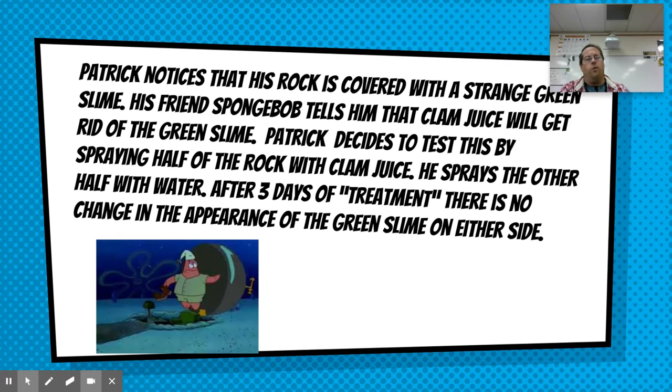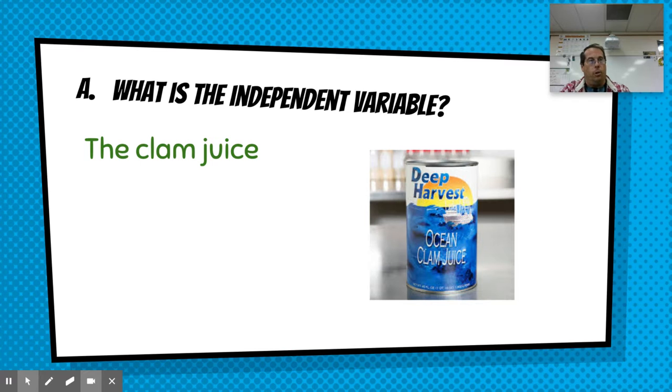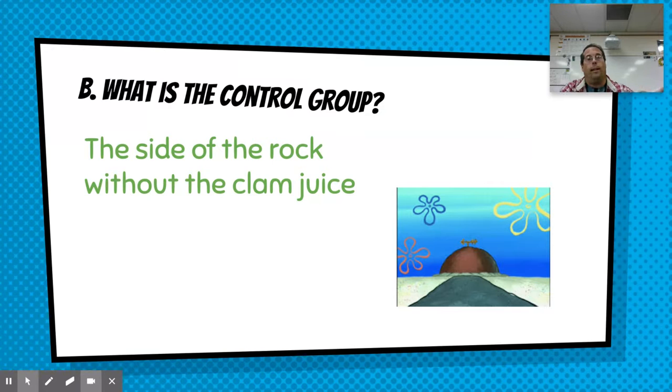So what is the one thing he's going to change? It is the clam juice. He's going to spray the clam juice on one side. Yes, that is a real thing. Then, what is the control group? If the group that has the clam juice is what he's testing, he has to compare it to something. His control group is going to be the group that does not have the clam juice.